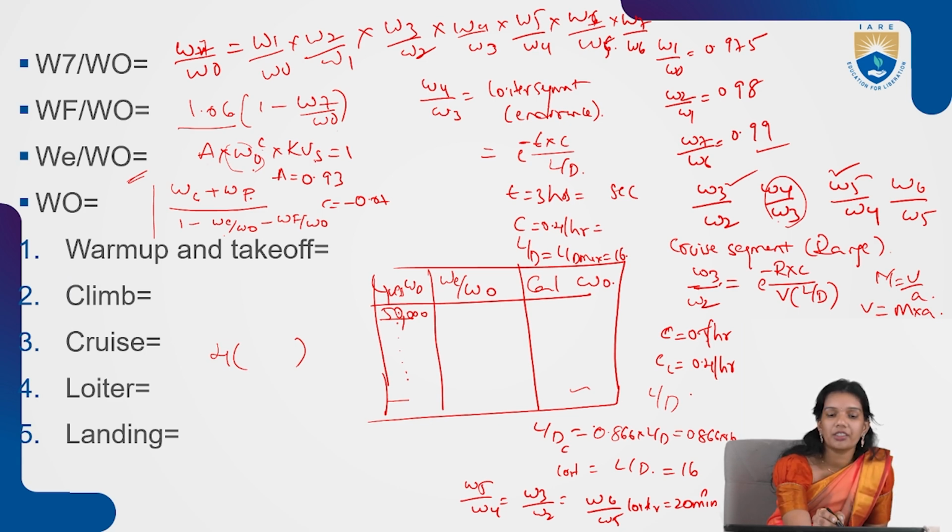C, I already know. KVS is already known. W0, you substitute your guess of 50,000. Then I get a certain value here, right? With that number, I should be able to calculate this W0, the calculated value.